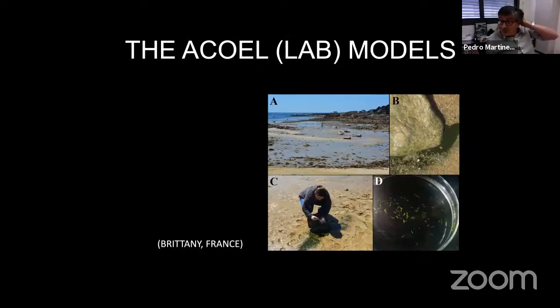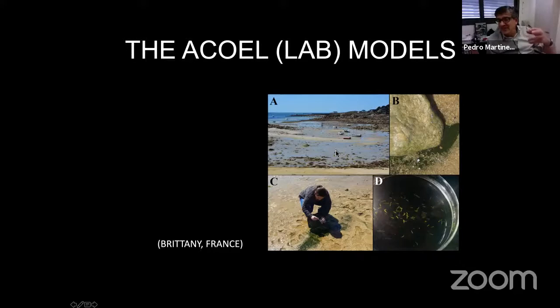I told you we are using two acoel flatworms. One is this one, which is collected here in Brittany, France. It's called Symsagittifera roscoffensis. And this is easier to collect because normally all of these patches in green are full of thousands or millions of animals like this. So at low tide, in Brittany, you can get tons of those animals.